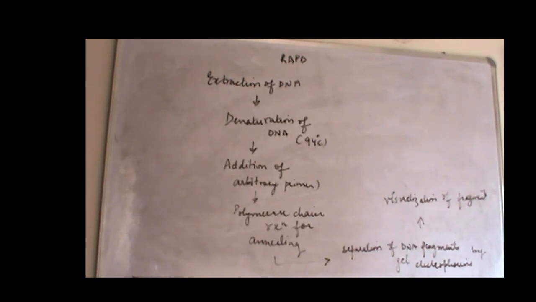Right, and the principle I've already told you, this flowchart is a form of the principle, guys. And the applications are in population and evolutionary genomics, and plant and animal breeding, where it can be used.